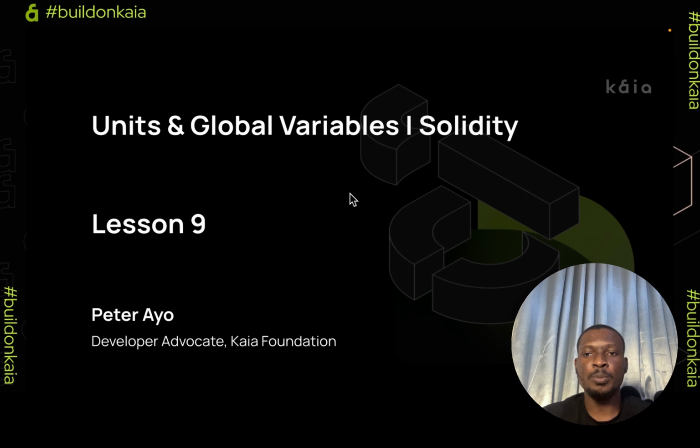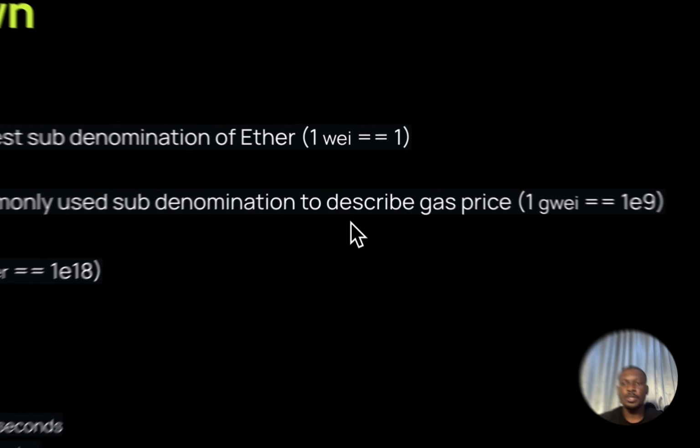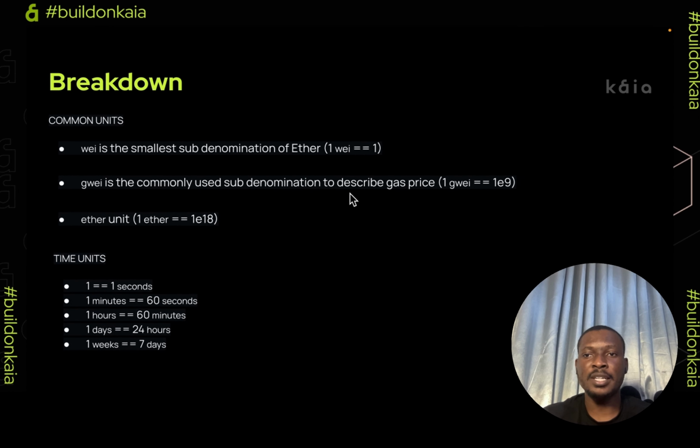Today, in this video, we'll be looking at units and global variables in Solidity. Alright, so let's get started. Units in Solidity can be classified into two: common units and time units. Common units can also represent currency, in this case, Ether. The way we represent Ether in our smart contract is very easy.